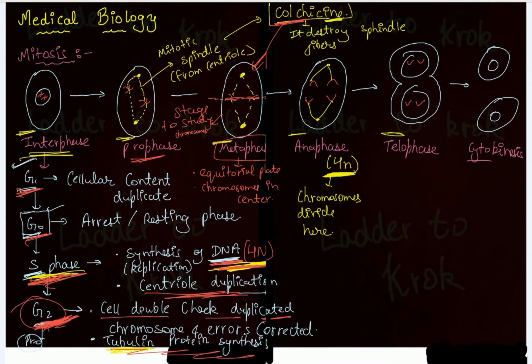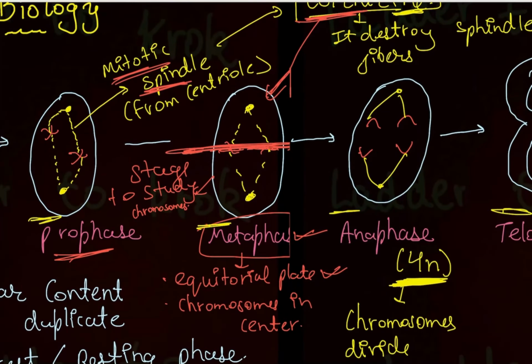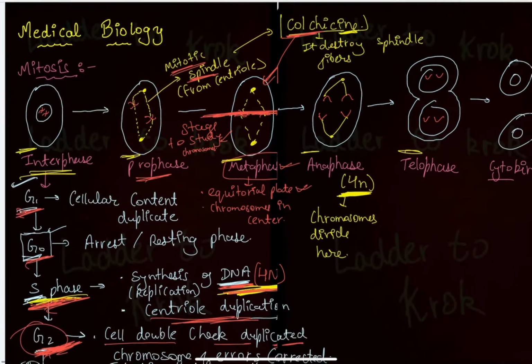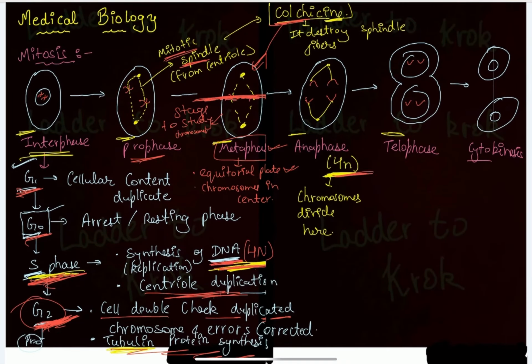Now in prophase, as I told you, the mitotic spindles, also known as spindle fibers, will join to the chromosomes in the center. Then they will pull them, and then the next phase arises, that is metaphase. In this phase we see the equatorial plate. When chromosomes are arranged in a line, this is known as the equatorial plate. Now in anaphase the chromosomes divide here. In telophase we can see this, and then cytokinesis.